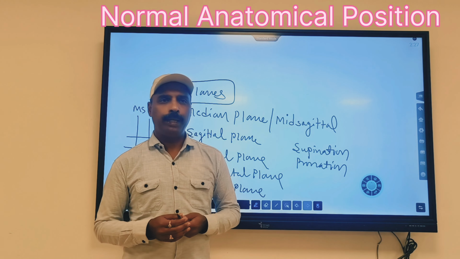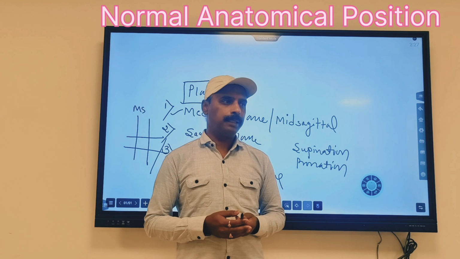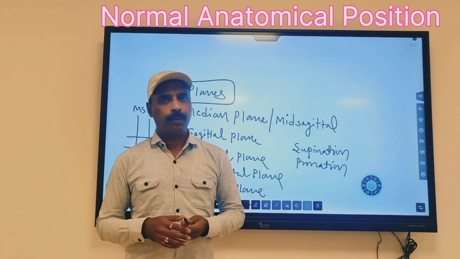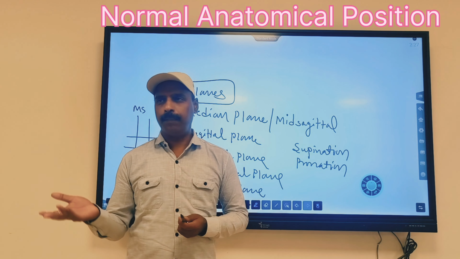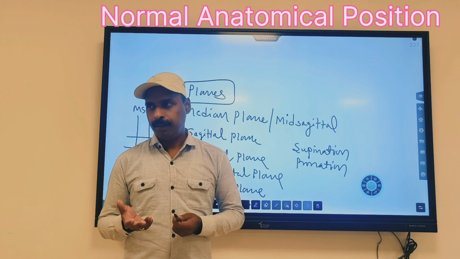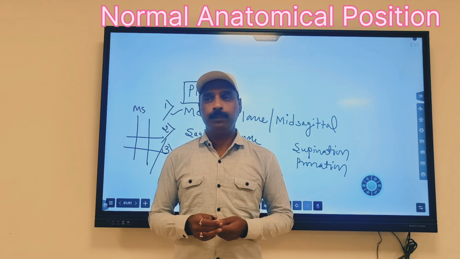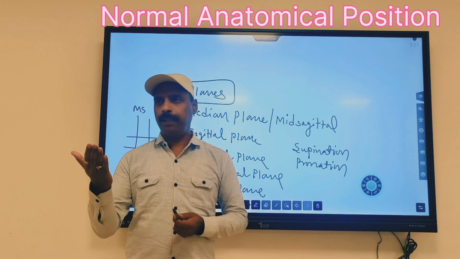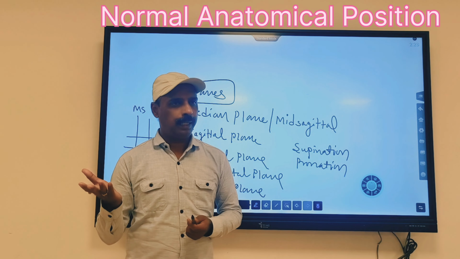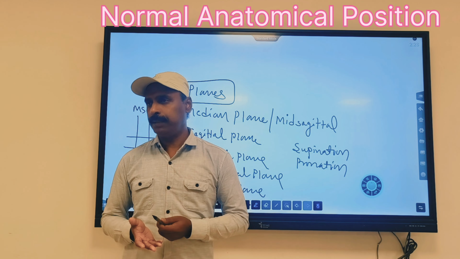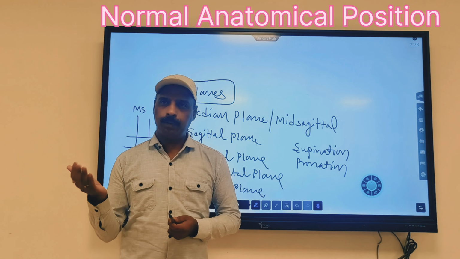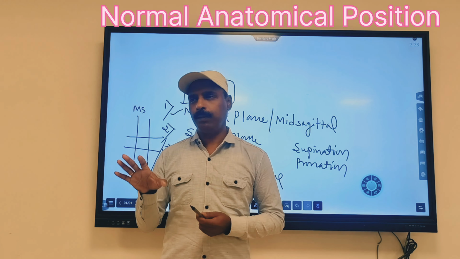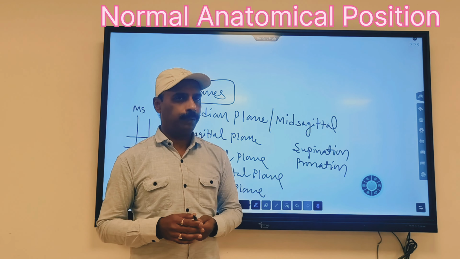Next, terms relating to movements. You have different movements taking place in the joints: flexion, extension, medial rotation, lateral rotation, adduction, abduction, and circumduction. We are going to deal with these in the terms of movements. I have told the terms of relations: anterior, posterior, superior, inferior, medial and lateral. Then I have told the terms of movements: flexion, extension, medial rotation, lateral rotation, adduction, abduction and circumduction. All these will be included in the terms of movement and terms of relation.